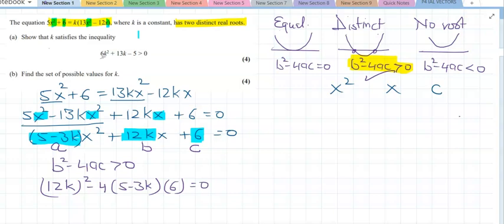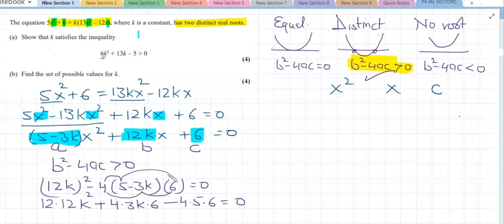We have to prove this. You can see that k square is there, 12 multiplied 12 is 144 k square, minus, we open this bracket, 4 multiply 3k multiply 6, and minus minus plus, 4 multiply 13k multiply 6, and then minus 4 multiply 5 multiply 6 is equal to 0.